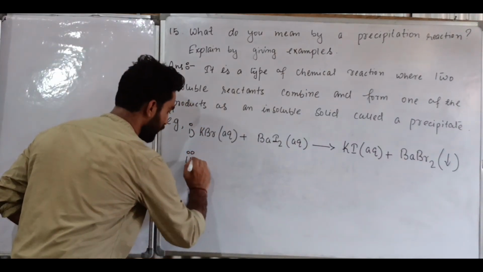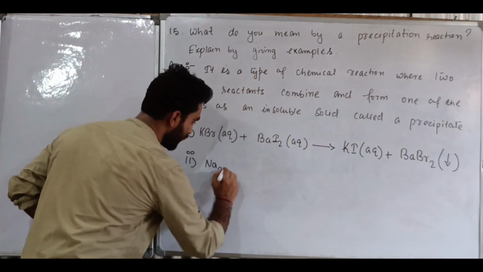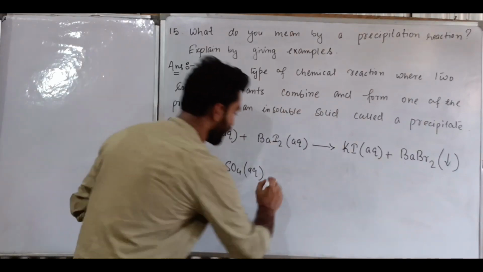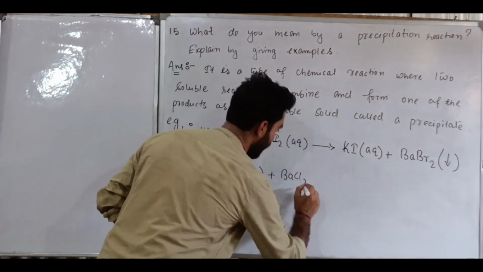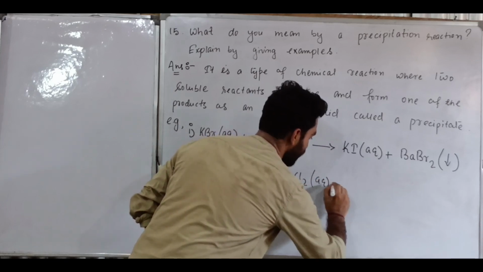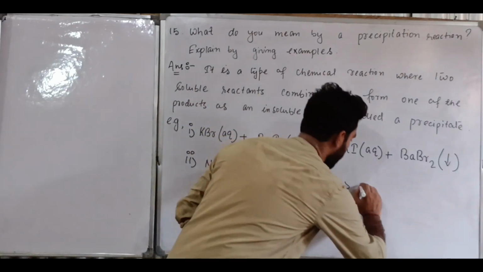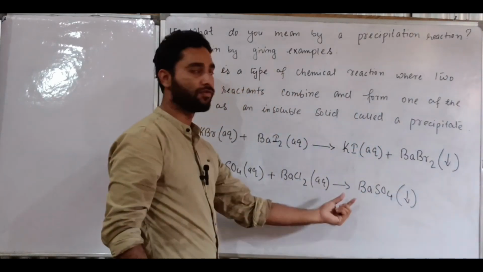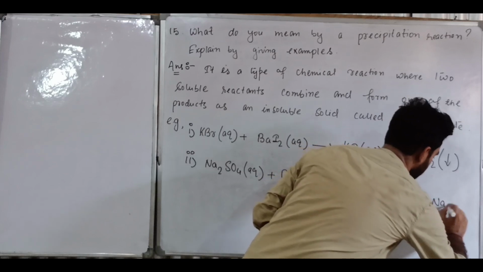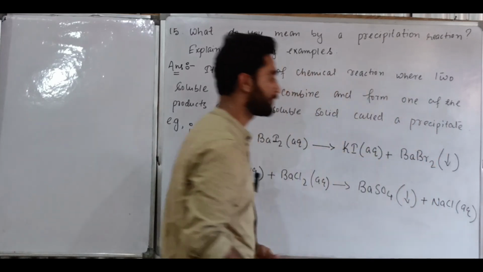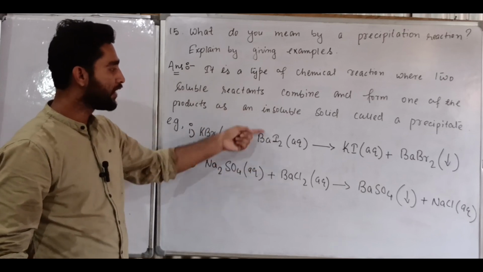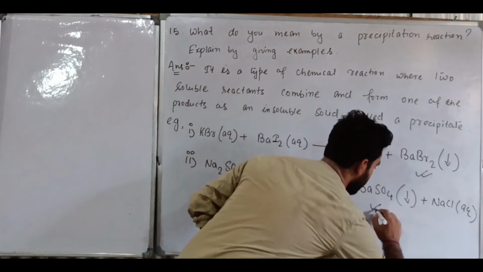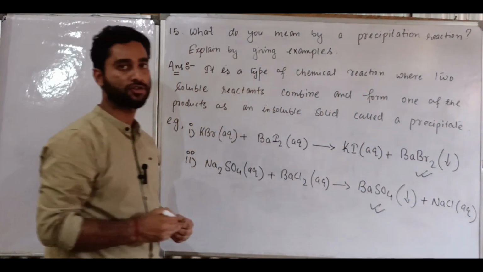Then one more example we can write, sodium sulfate. It is also aqueous solution of sodium sulfate. If it reacts with barium chloride also in aqueous medium, they will form what? They will form barium sulfate, and this barium sulfate we will get in the form of precipitate. Along with this we will get NaCl solution. So these two are the examples of the precipitation reaction. Why these are called precipitation reaction? In both the cases, one of the products we got is insoluble solid.